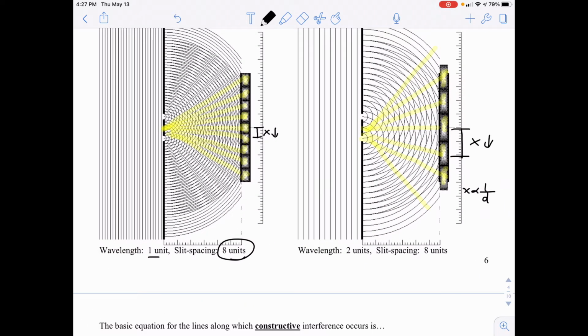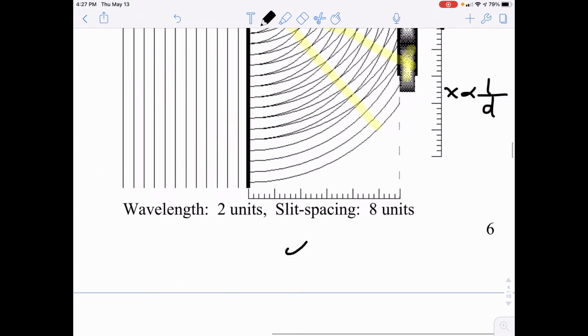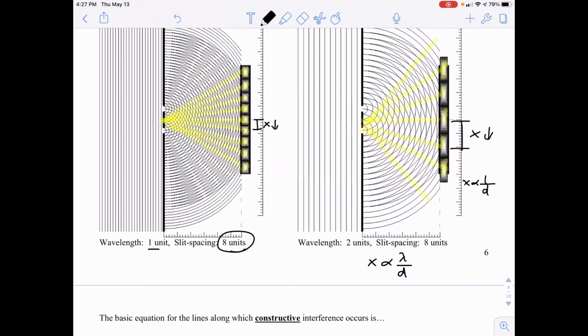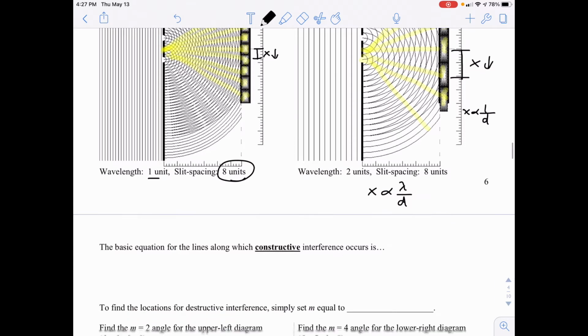Okay, so far, here's what we have. We have that X is directly proportional to lambda, but inversely proportional to D. Okay, that's going to be our first set of variables that we're going to relate.